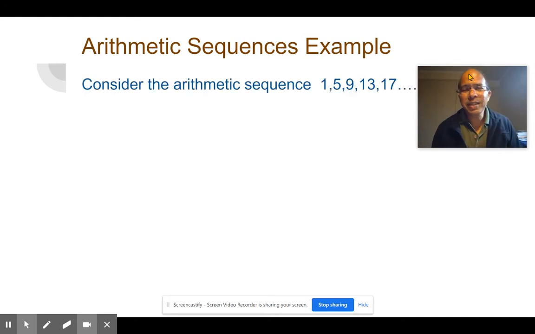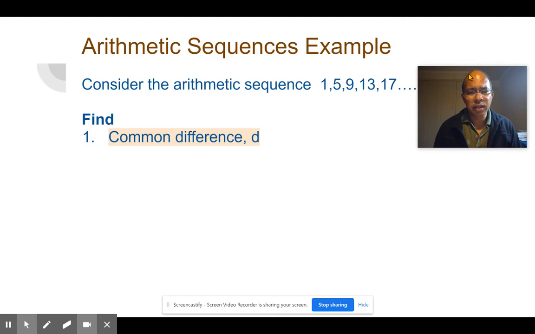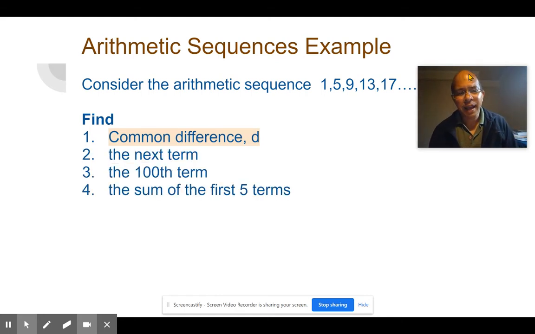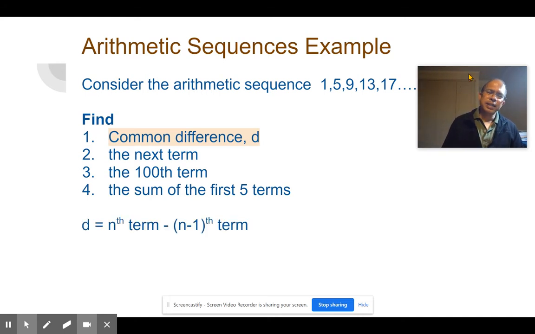So consider the arithmetic sequence 1, 5, 9, 13, 17. If you look at the sequence, then you're asked to find the common difference, the next term, the 100th term, and the sum of the first 5 terms. So let's find the common difference first.